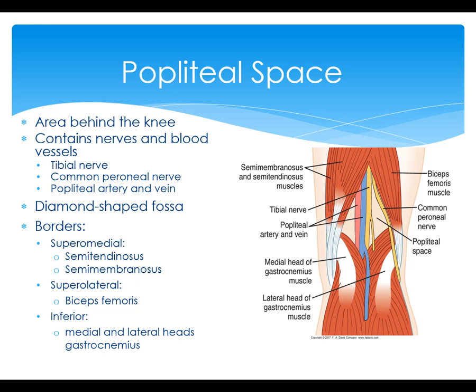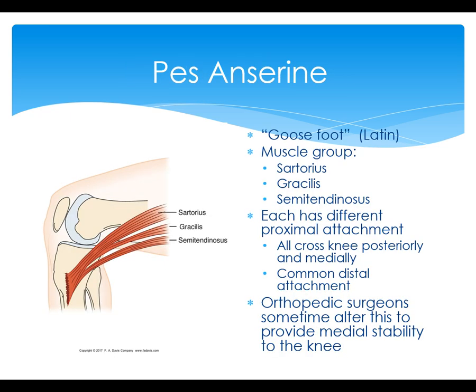All right, next is called the pes anserine. It's Latin for goose foot, but it's made up of the sartorius, gracilis, and semitendinosus attachment. Each has a different proximal attachment, but they all attach at the same distal point. They all cross the knee posteriorly and medially, and orthopedic surgeons will use this and alter this sometimes to provide medial stability to the knee.